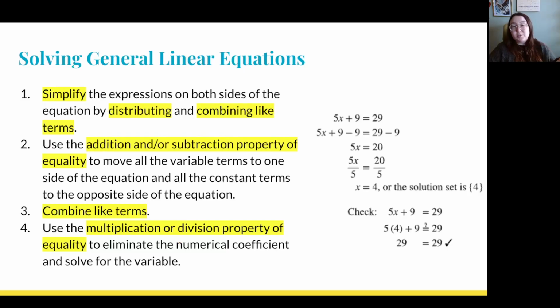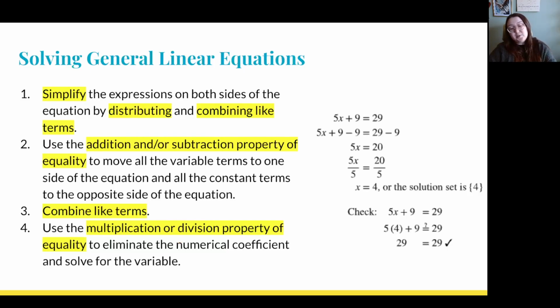Now there's no terms that we need to combine, so step 3 is not useful here. But then step 4, use the multiplication or division property of equality to eliminate the numerical coefficient and solve for your variable. So you have 5 in front of the x, so you have 5x equals 20. You want to get rid of that 5 by dividing by 5 on both sides, leaving you with x equals 4. So we get that x is 4, or the solution set is 4 with the curly braces around it.